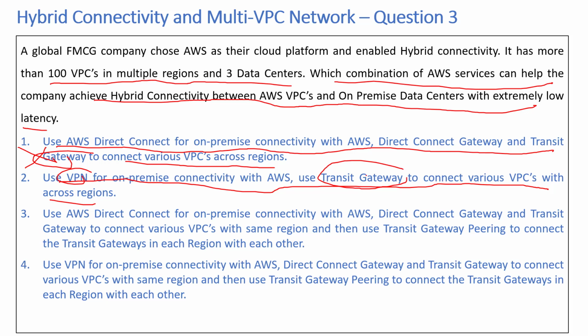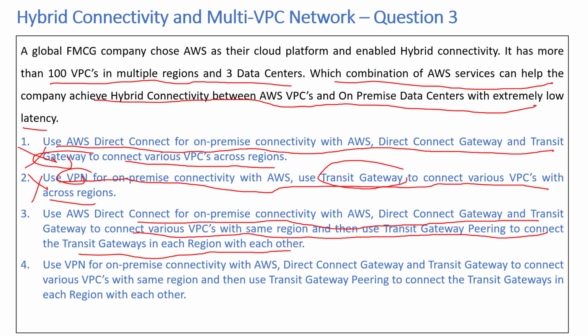But there are 2 flaws in this. Transit gateway is a regional service. The second one is VPN is not going to provide you extremely low latency. You need a Direct Connect. So again, this is not correct, because it uses the public internet. Now let's look at the third one. Use AWS Direct Connect for on-premise connectivity with Direct Connect gateway and transit gateway to connect various VPCs within the same region. Then use transit gateway peering to connect the transit gateways in each region. So this seems like a very good option.